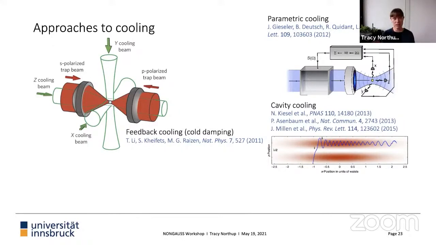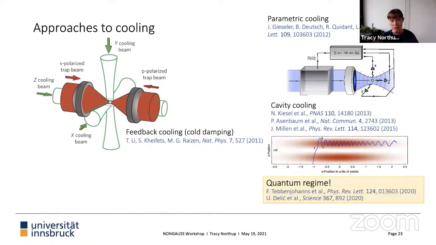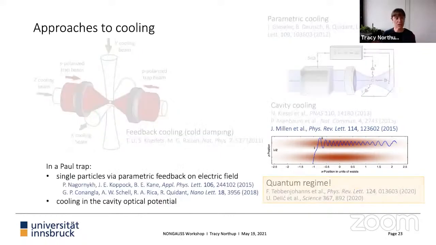And I should say that in terms of reaching the ground state, this has actually now been done with two different approaches. So feedback cooling and cavity cooling. This is now, again, this quantum regime. So in a Paul trap, what's been done so far here?